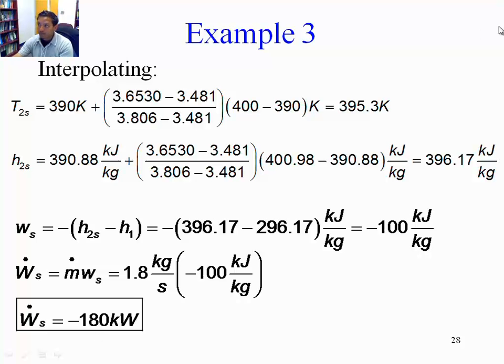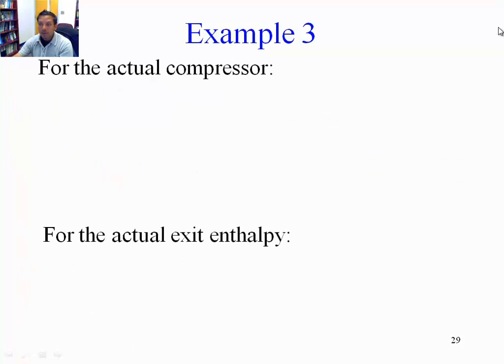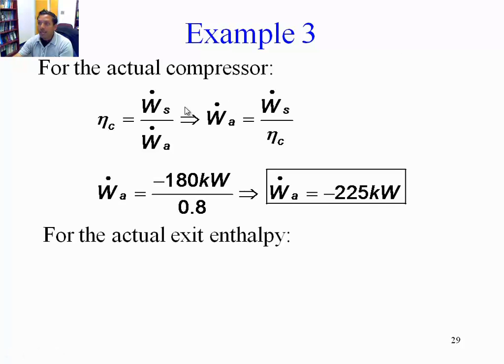Now, in reality, there is an adiabatic efficiency. The actual compressor has an adiabatic efficiency of 0.8. The adiabatic efficiency of a compressor is defined as ideal power over actual power. Because these are power inputs, the efficiency of a compressor is defined inversely.